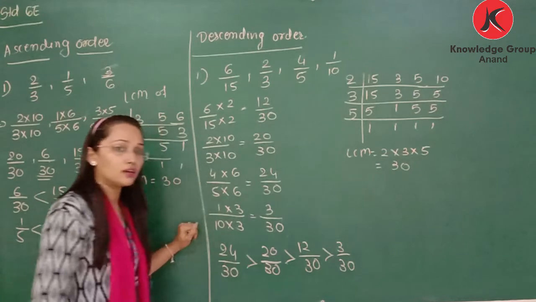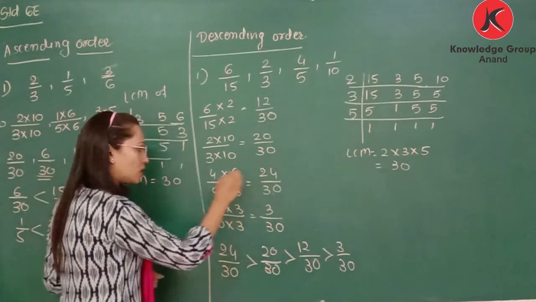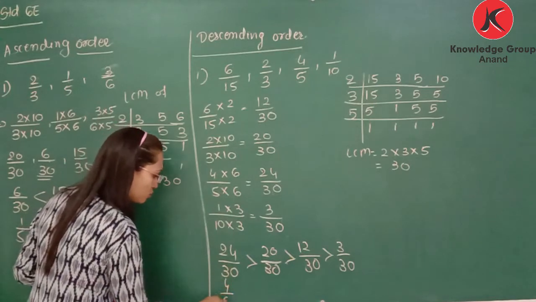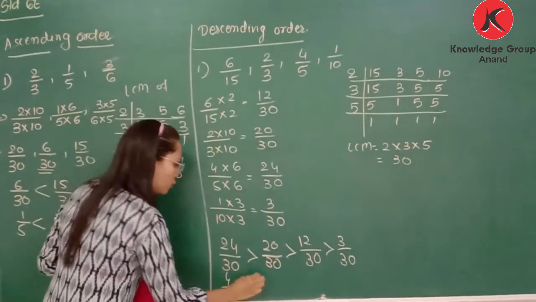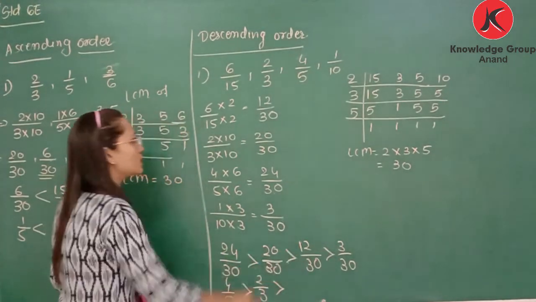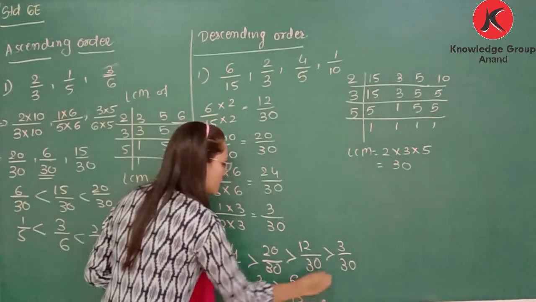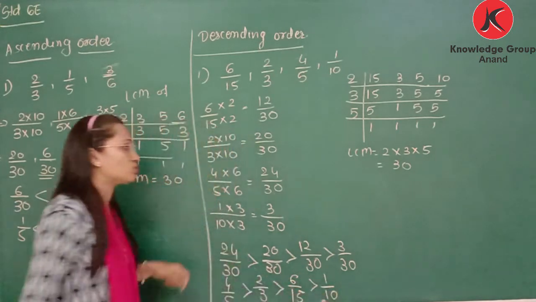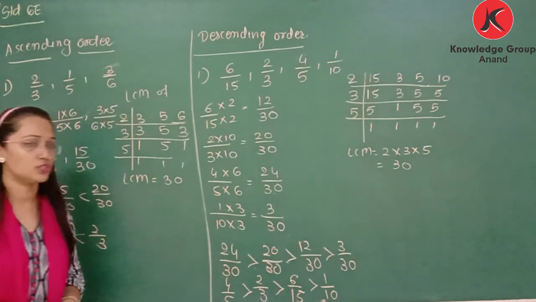Now write the main fractions. 24 by 30 is nothing but 4 by 5, so that will be greatest. 20 by 30 is nothing but 2 by 3, 12 by 30 is nothing but 6 by 15, and 3 by 30 is nothing but 1 by 10. So this way you can perform the descending order of unlike fractions.